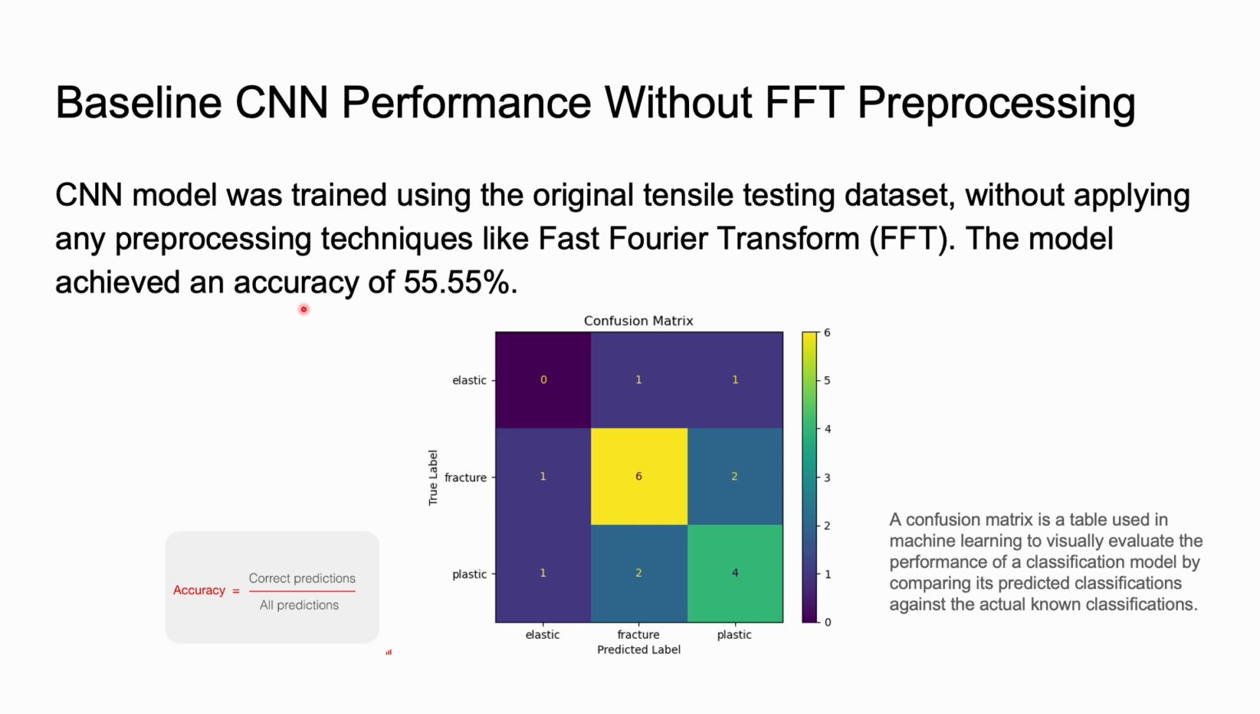Accuracy in machine learning refers to correct predictions divided by all predictions by the model, and it also shows overall performance of the model. The table shown here is called a confusion matrix. It is used in machine learning to visually evaluate the performance of a classification model by comparing its predicted classifications against the actual known classifications.